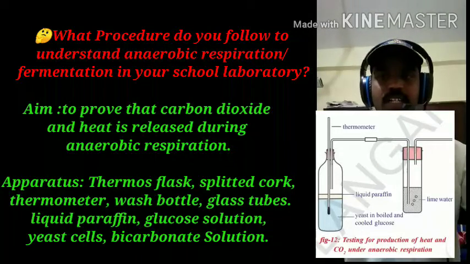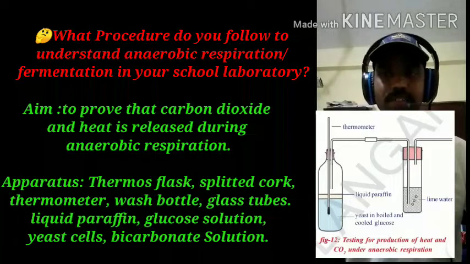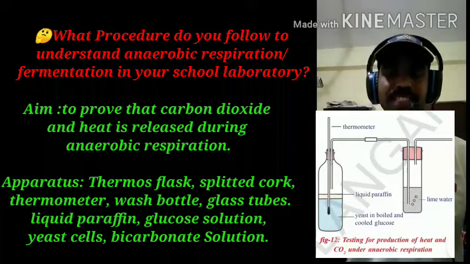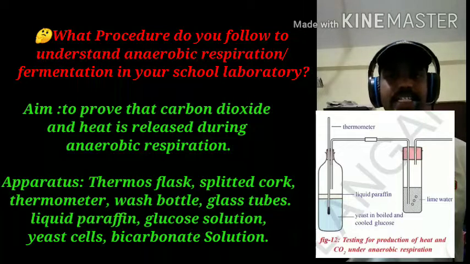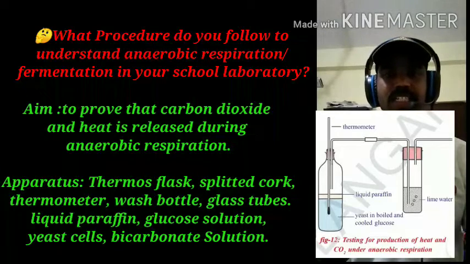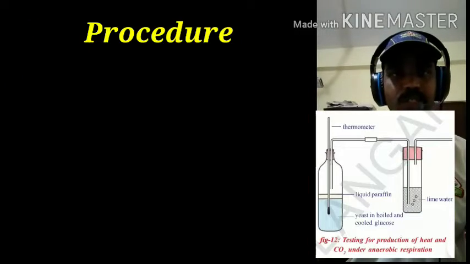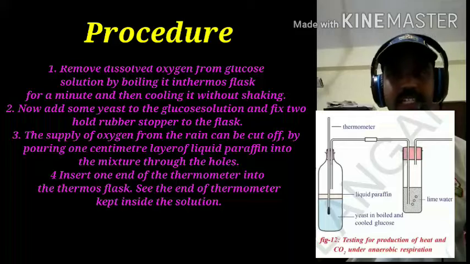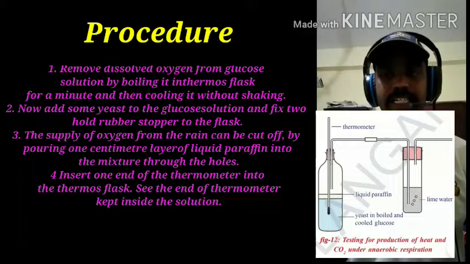Apparatus: for this activity, you need a thermoflask, split cork, thermometer, wash bottle, glass tubes, liquid paraffin wax, glucose solution, yeast cells, and bicarbonate solution. These are the apparatus for the activity. Procedure: first of all, take glucose solution in a flask, and remove dissolved oxygen from the glucose solution by boiling it in the thermoflask for a minute and then cool it without shaking.